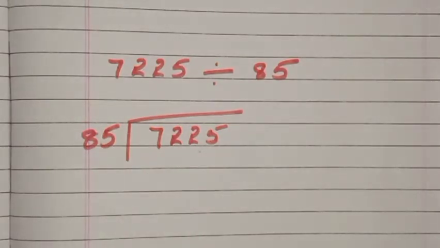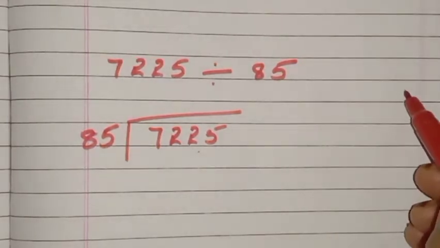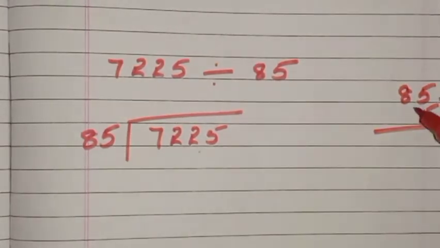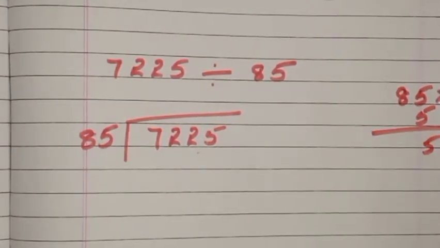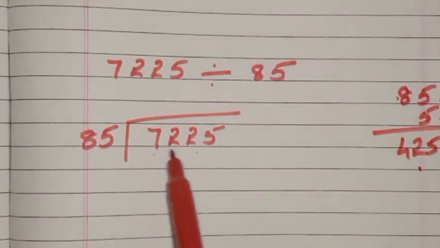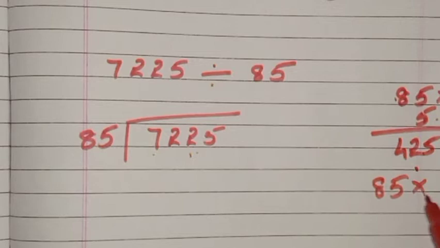So you assume some numbers and find out the answer. Simply you assume 85 into 5. 5 5s are 25, 2. 8 5s are 40 and 2, 42. So here 85 into 5 is 425. So here 722. Then we can write 85 into 5, 425.